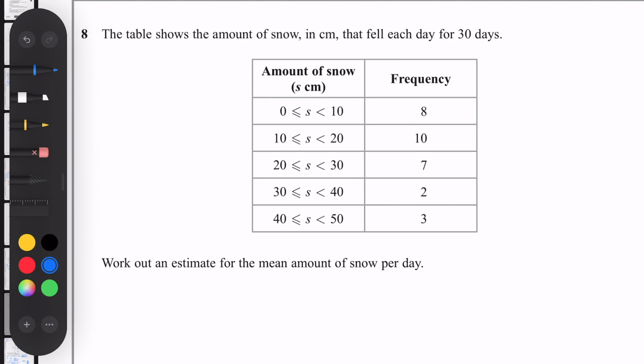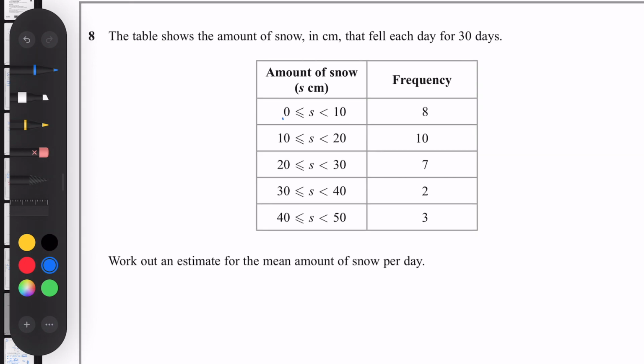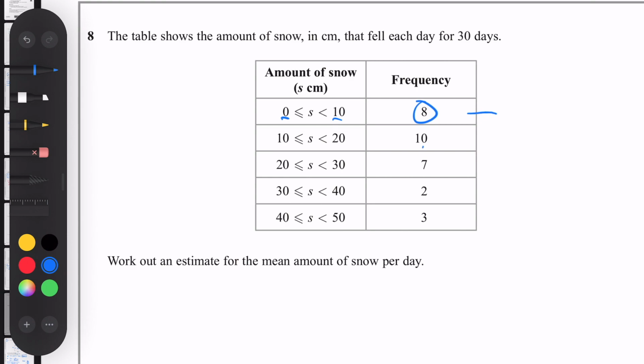Number 8. The table shows the amount of snow in centimetres that fell each day for 30 days. On the left-hand side, you've got our upper bounds and lower bounds, and there was a frequency of 8, 10, 7, and 2, and all the rest of it. What this top row means is there were 8 days where it snowed between 0 and 10 centimetres. There were 10 days where it snowed between 10 and 20, and so on.